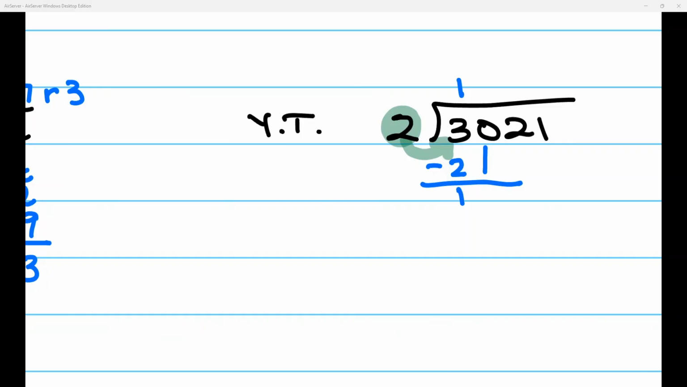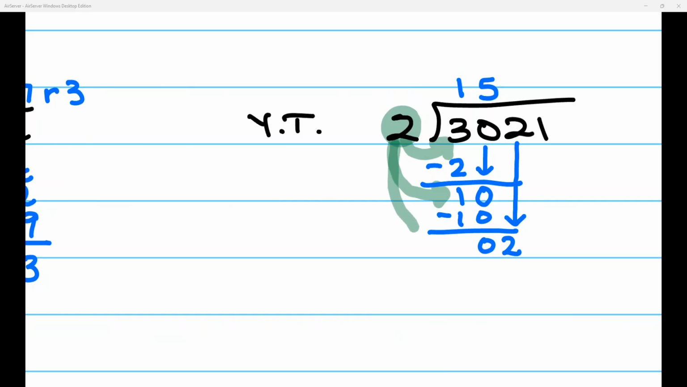Now I get to bring down that 0, and I go through the process again. 2 goes into 10 5 times. I multiply these out. 5 times 2, the answer I get is 10. I subtract, the answer I get is 0. I still have some more numbers though, so I got to keep going. How many times does 2 go into 2? The answer is 1 time, so on top of that 2, I write a 1. 1 times 2, the answer is 2. I subtract, and 2 minus 2 is 0 again.